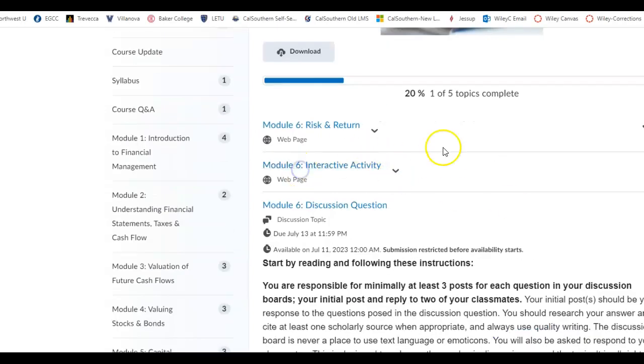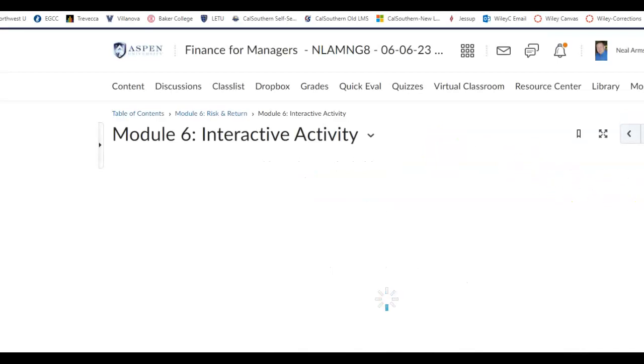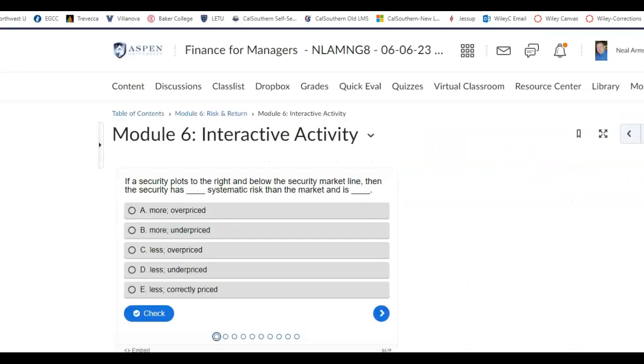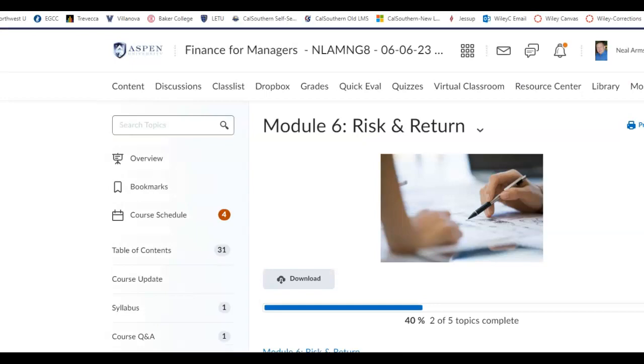Let me look at this interactive activity. Let's see what it says on this, because this is a little different than normal. The interactive activity has questions on there for you to answer as well. So we have that too, and make sure you do that too. Those are the assignments for this week.